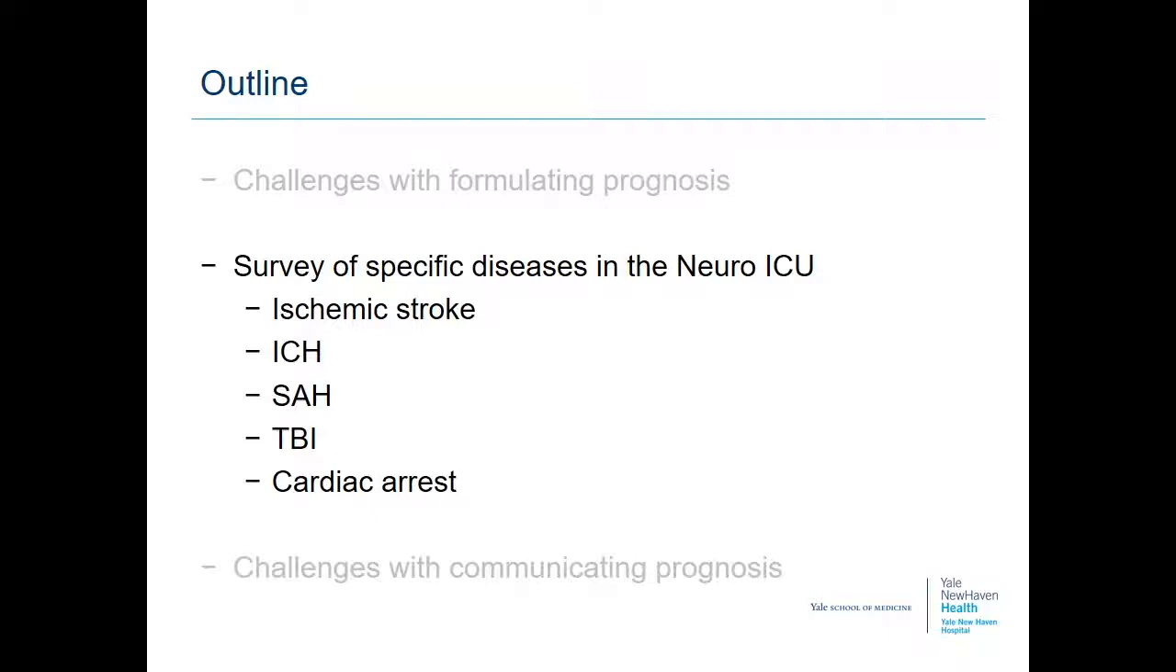I'm going to pivot now from talking about some of the challenges with formulating prognosis to surveying some clinical grading scales that exist for the different common diseases that we see in the neuro ICU. I know I spent some time talking about the pitfalls of using the scales, and they definitely apply. But that being said, it's important to be aware of the major scales that form the language for communicating about diseases in the neuro ICU. We're going to talk about stroke, intracerebral hemorrhage, subarachnoid hemorrhage, and traumatic brain injury. I'm going to leave off cardiac arrest, even though prognostication is a huge part of cardiac arrest, simply because it was a topic for last month's webinar.